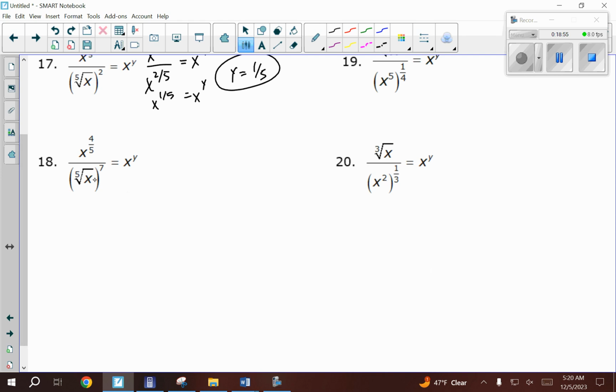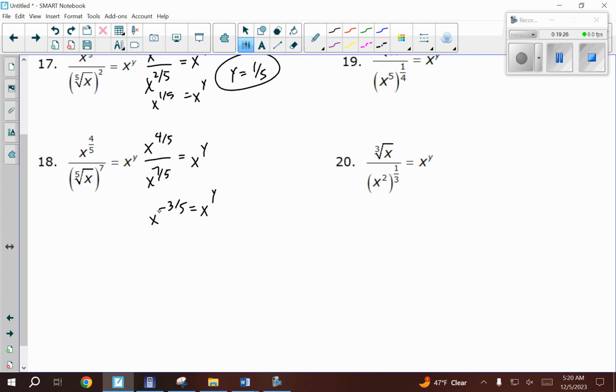Number 18, same thing. So you want to convert this into a fraction. 5 is the index, so that means that 5 has to be the denominator. 7 is the exponent, so that's the top. So this is x to the 7/5. That's equal to x to the y. Since we have the one fraction on the top and on the bottom with the matching bases, we're going to subtract from top to bottom. So if I do 4/5 take away 7/5, that's going to give me negative 3/5.